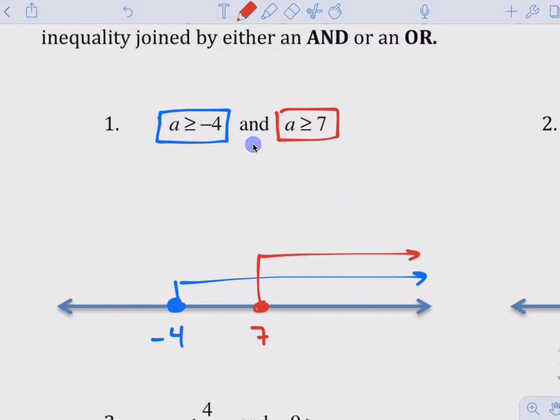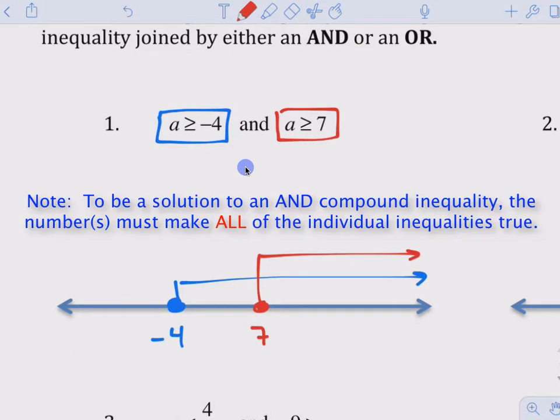Now what does this "and" mean? Well, to be a solution to a compound inequality with "and," a number must be a solution to every single one of the individual inequalities connected by "and." So in order to be a solution here, the number must make both this inequality true and this inequality true. And if there was a third inequality, it would have to make that one true as well. It's got to make them all true.